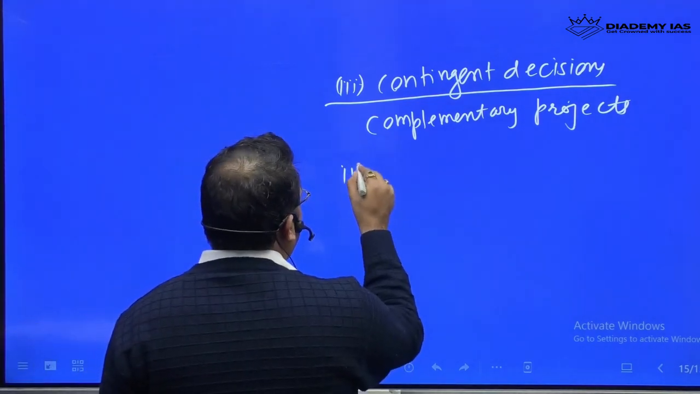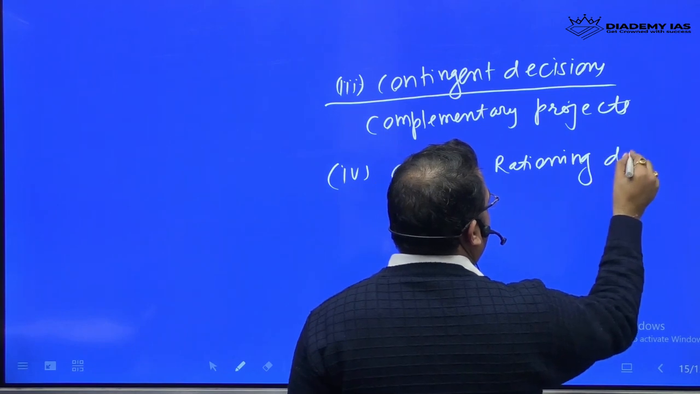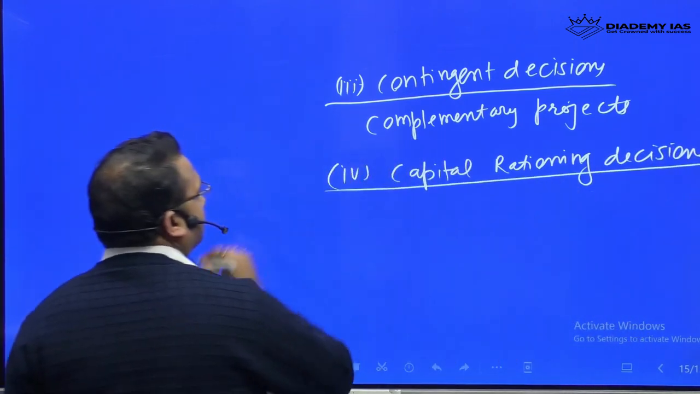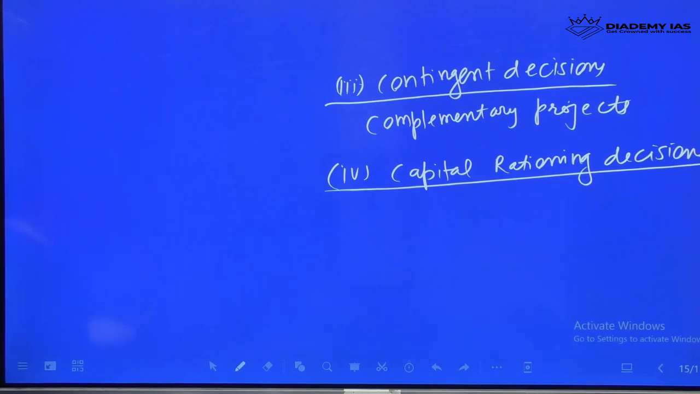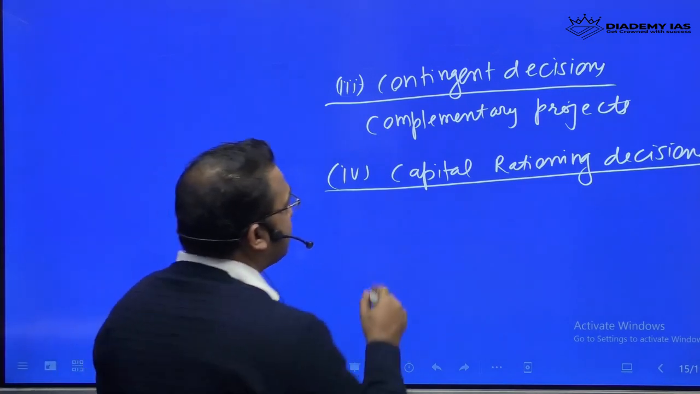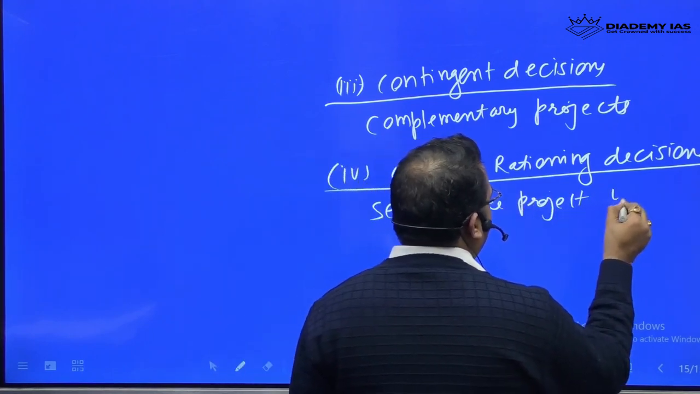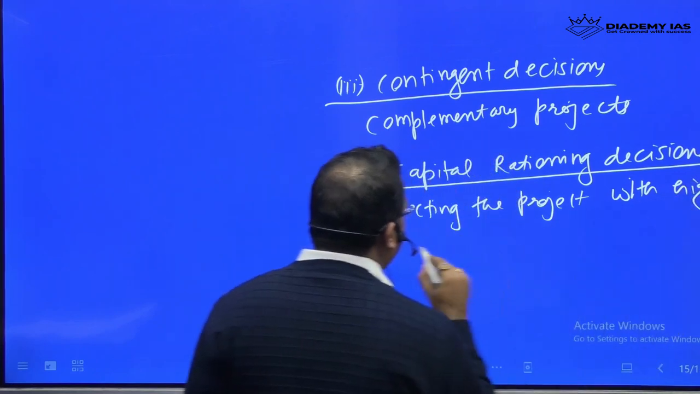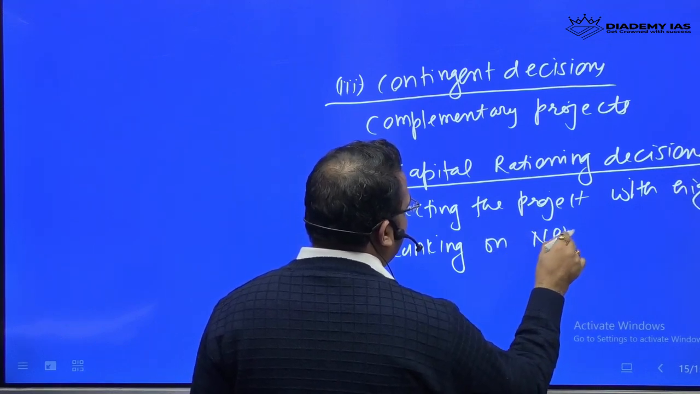And the last one is capital rationing decisions. What are capital rationing decisions? Basically, when we have a shortage of money, we are selecting the project with higher ranking on maybe NPV or IRR or so.